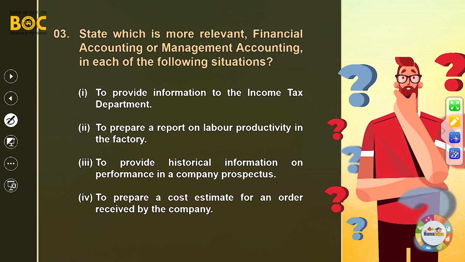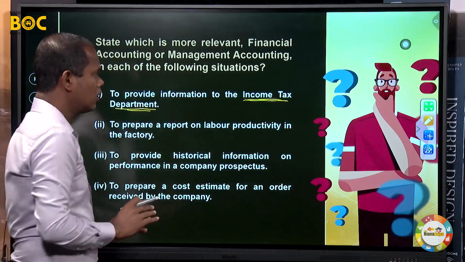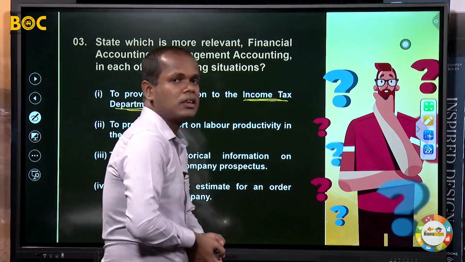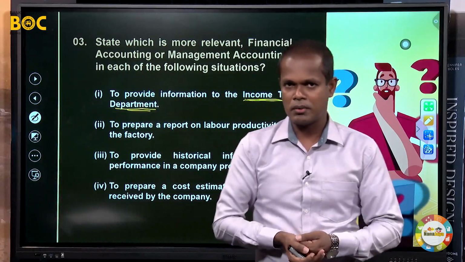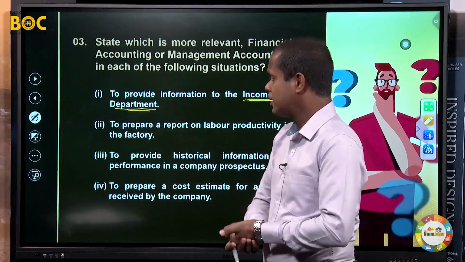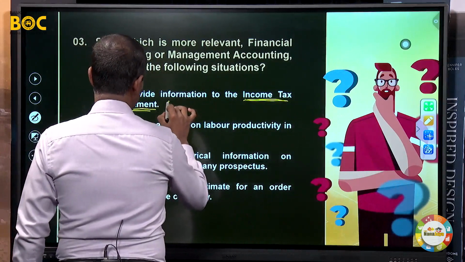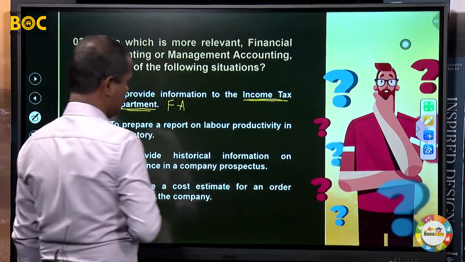Question number 3: state which is more relevant, financial accounting or management accounting, in each of the following situations. To provide information to the income tax department. The income tax department, the Department of Inland Revenue, is an external party. For an external party, you use financial accounting.